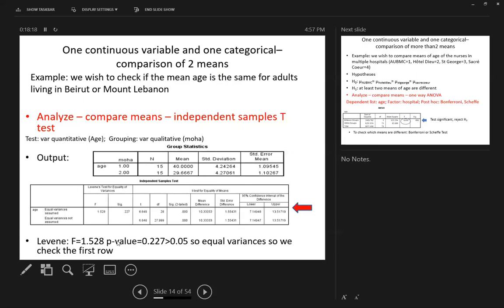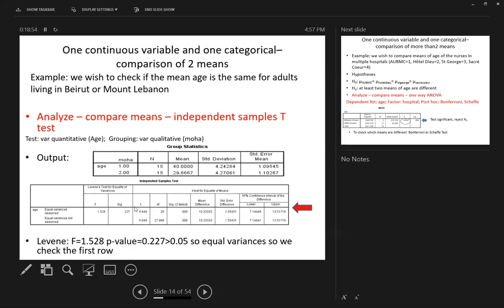So this is the independent samples test. We have two tests actually here: the Levene test for equality of variances and the t-test. The Levene test is a condition to check whether the variances between 1 and 2 are equal. If they are equal, we use the first line, and if they are not equal, we use the second line. So the Levene test tests whether the variances are equal.